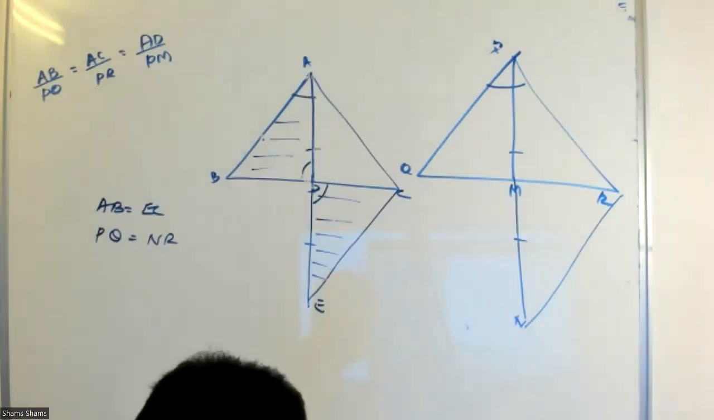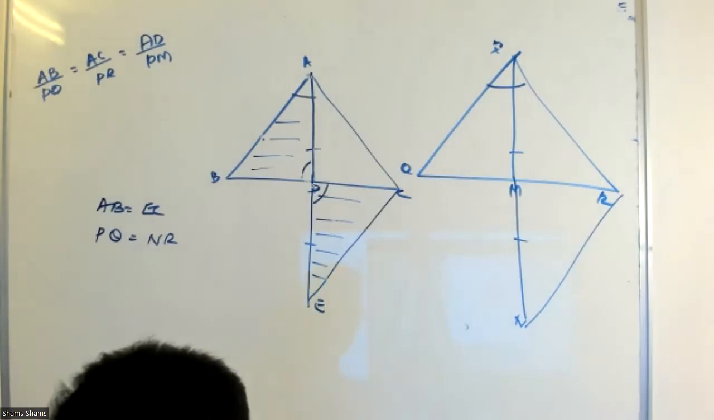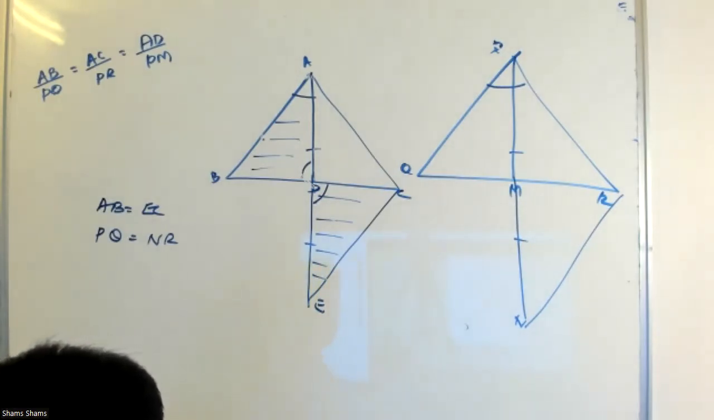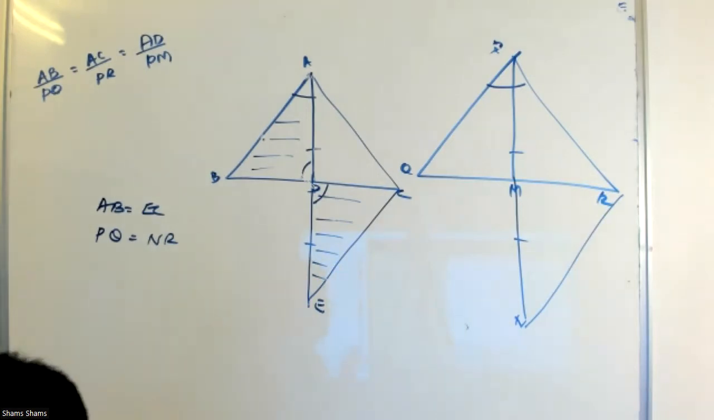Then, therefore, triangle ADB congruent to triangle EDC, by SAS congruency. Hence, AB equal to EC. Similarly, PQ equal to NR. Okay, everyone, is it clear up to here?